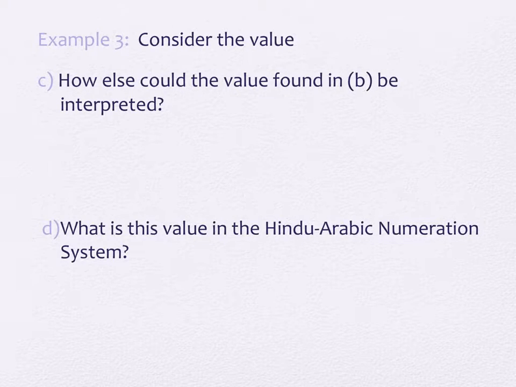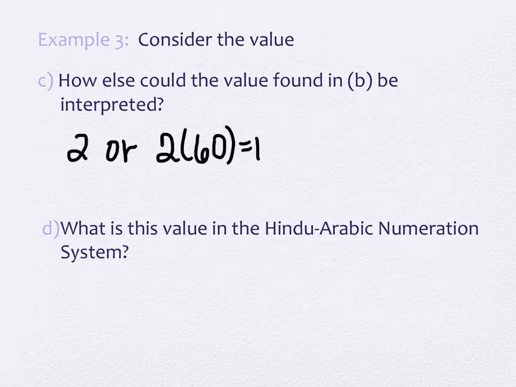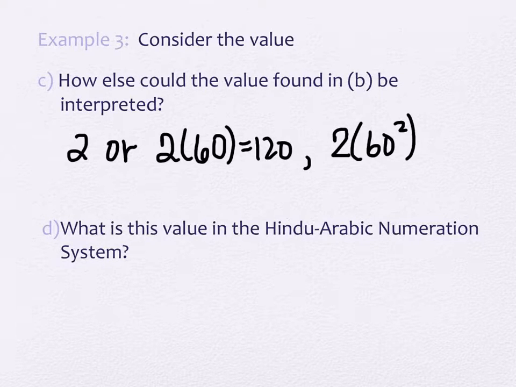So this value could be interpreted as the number 2, or it could be interpreted as 2 times 60. That's 120. That's what we meant it as, right? That's what we meant it as. But there's really nothing that says it couldn't also be 2 times 60 squared, or 2 times 60 cubed.